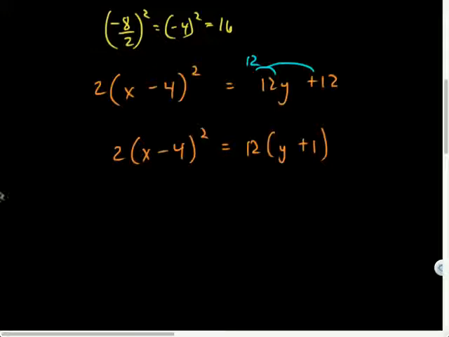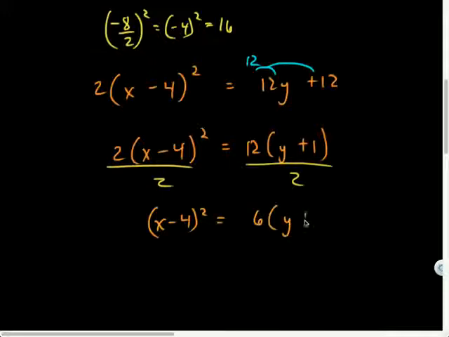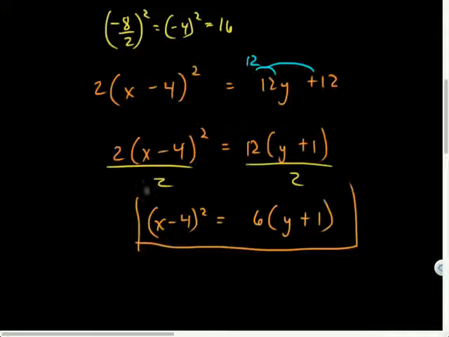And I'm almost there. I just got to get rid of this 2. And the way I do that is divide everybody by 2. And I will get x minus 4 all squared equals 6 times y plus 1. Right? So here's standard form finally.